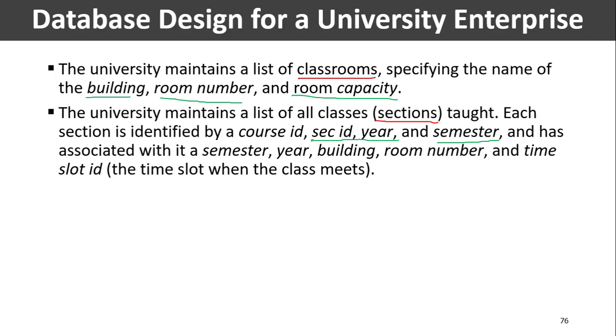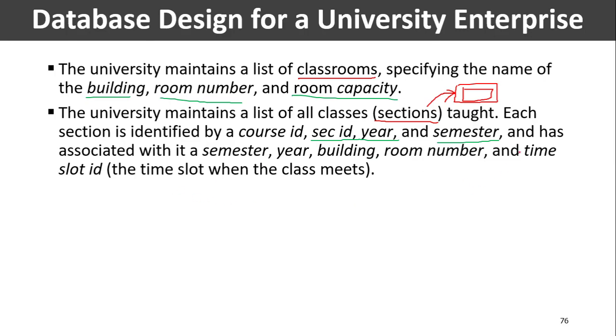But these sections are identified by course ID. So what we can imagine here is this section would be the weak entity set that depends upon the course. So we may think of this section as the weak entity set.